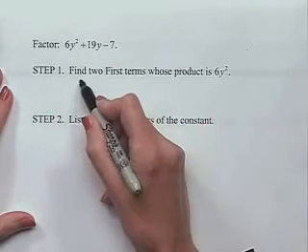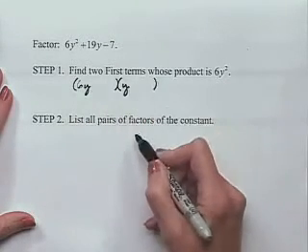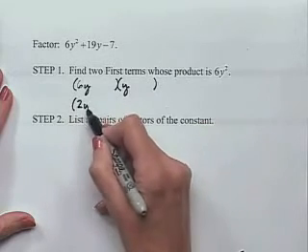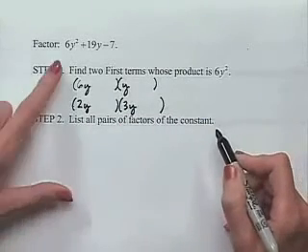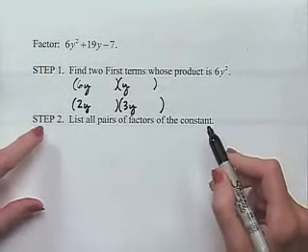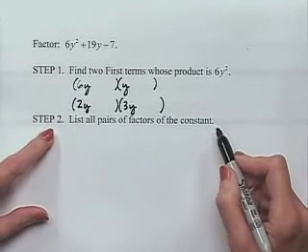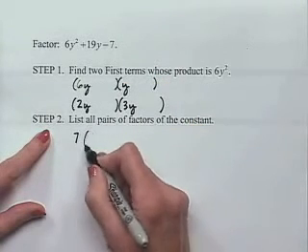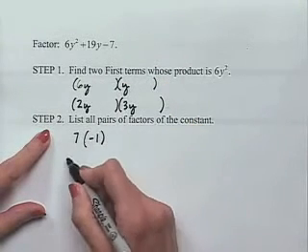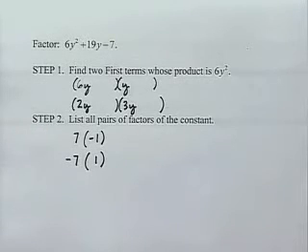We could have 6y multiplied times y, or it's possible to have 2y multiplied times 3y, since there's more than one factorization for the constant 6. Now, we're going to have to list all pairs of the factors of the constant in step 2. The constant is negative 7, so we could have 7 multiplied times negative 1, or we could have negative 7 multiplied times positive 1. Our next step is to try various combinations of these factors.